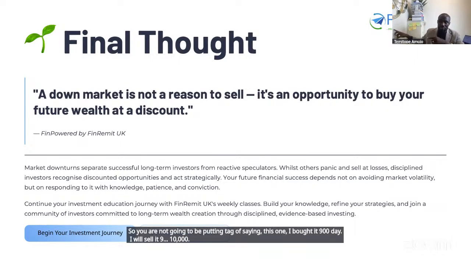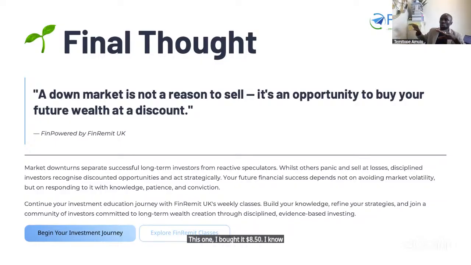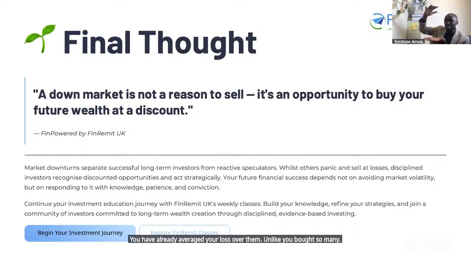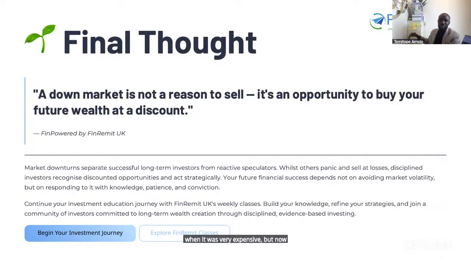This one I bought at 850. No, everything, you would want to put the present trending price on all of them. So despite the fact that you have bought them at different prices, you have already averaged your loss over them. Unlike if you bought so many when it was very expensive, but now it's down, you will be afraid to say, oh, I can't sell at that price anymore. I'm already losing. But because you have bought at different prices from your supplier, you are not losing significantly.